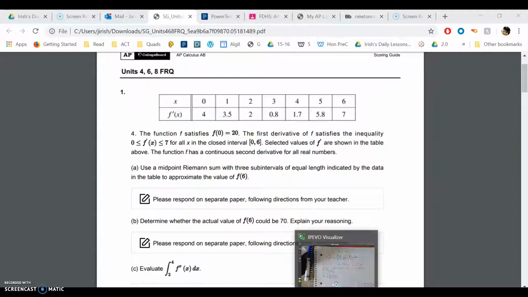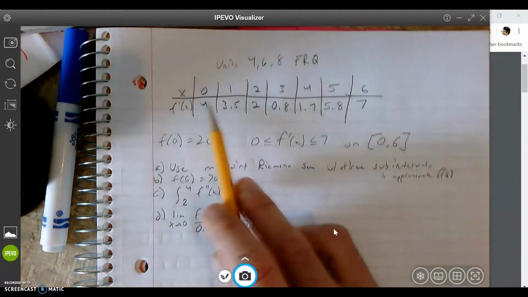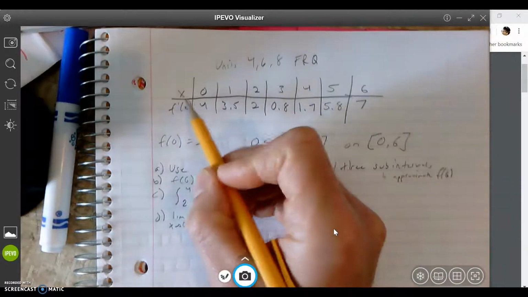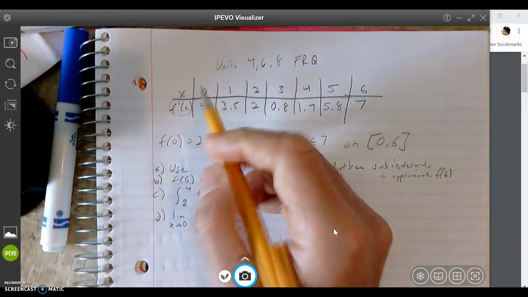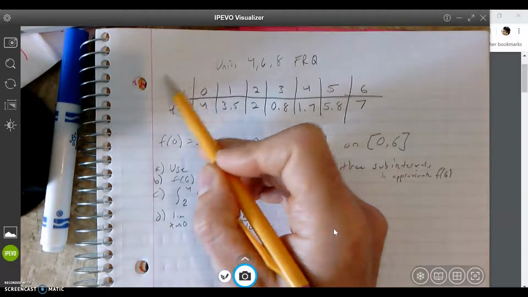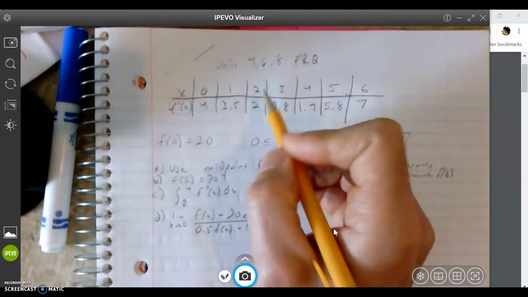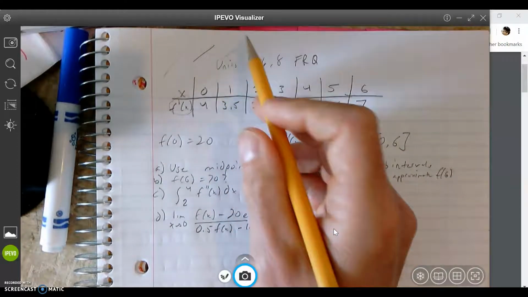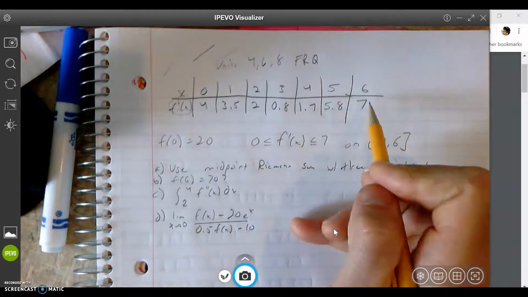So here's me doing the problem. Let's see if you got the first part right. Here's the information. I put it down. It gives you the derivative. It does not give you the actual value. So this is f prime. At x equals 0, the slope is 4. At x equals 1, the slope is 3.5. At x equals 2, the slope is 2, etc. So it's just telling you the slope. It's not telling you the actual value.